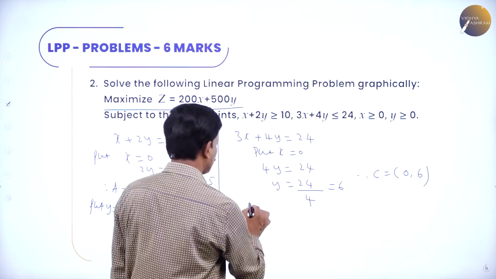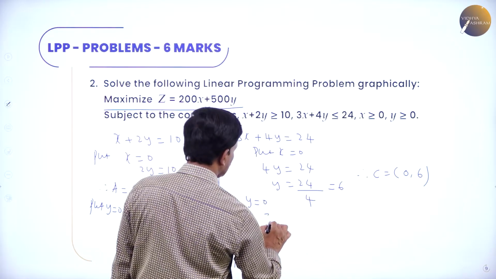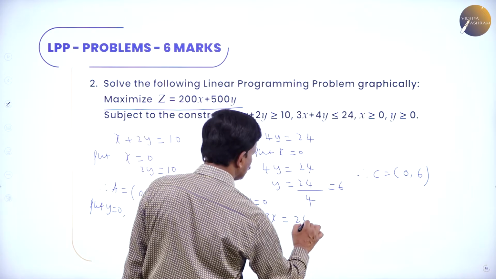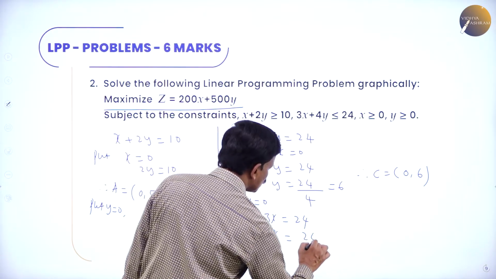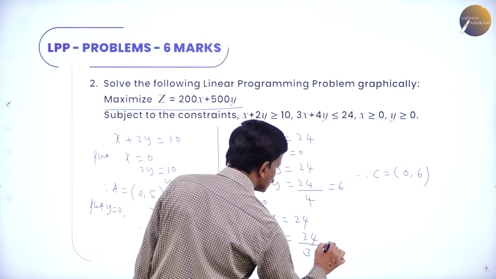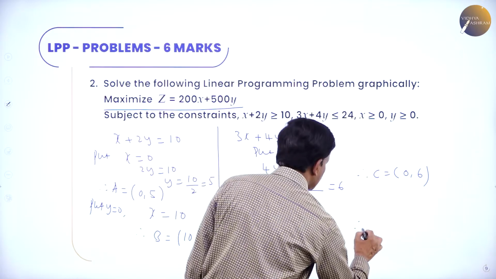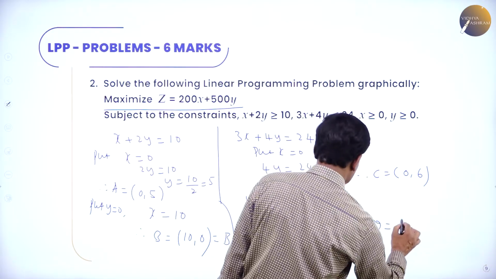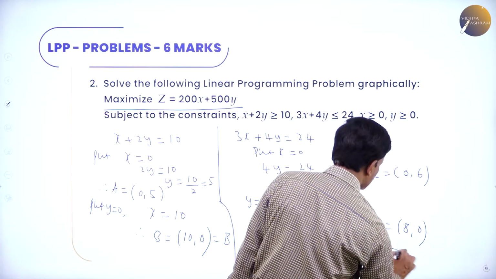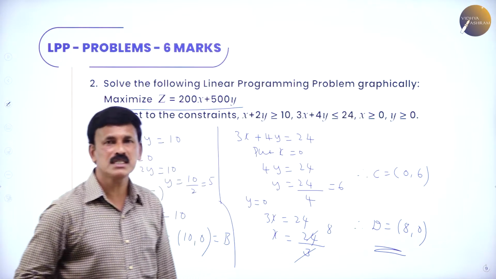6 fours are 24. Again, put y is equal to 0. You will get 3x is equal to 24, x is equal to 24 by 3, which is nothing but 8. So the other point is D is equal to 8, 0. These are the points A, B, C, D.